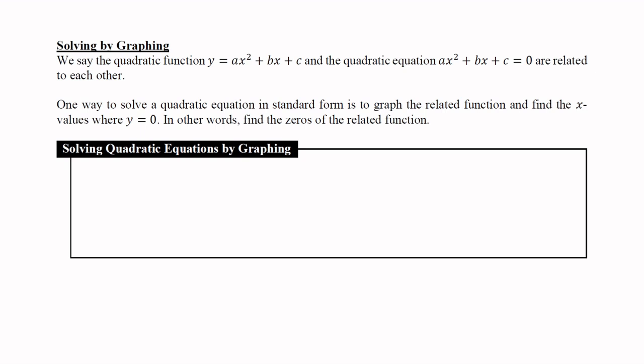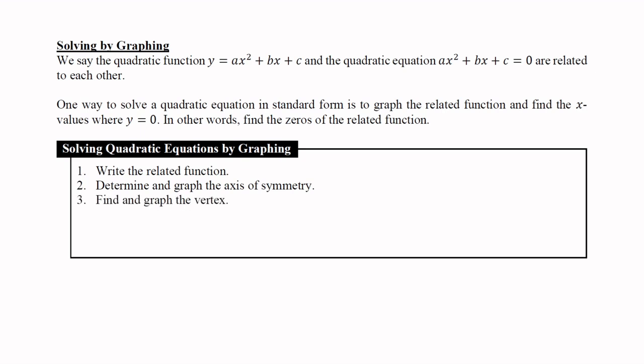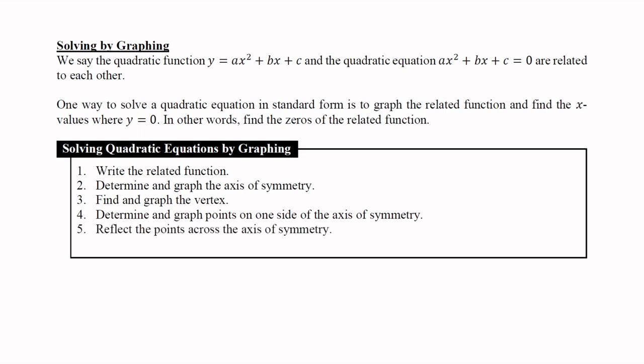So to solve a quadratic equation by graphing, you're going to write the related function, determine and graph the axis of symmetry, find and graph the vertex, determine and graph points on one side of the axis of symmetry, reflect the points across the axis of symmetry, and then find the zeros of the related function.